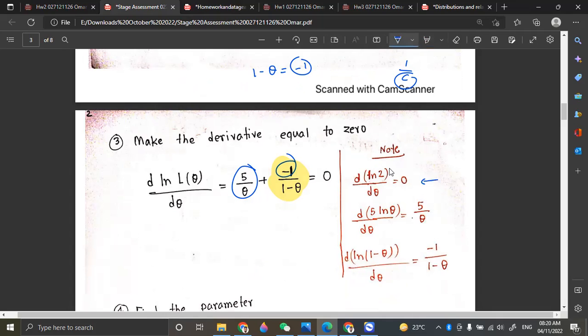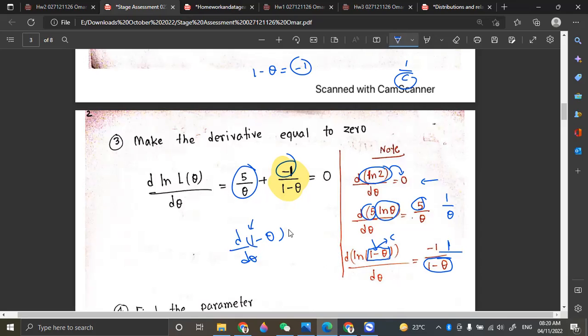Ln 2 is a constant, so the derivative of a constant is 0. And we know that the derivative of ln theta is 1 by theta. And we have a constant 5 here, so we multiply by 5. So 5 by theta. And for the derivative of ln of 1 minus theta, we treat this as c. So the derivative of ln c will be 1 by c, right? So here c is 1 minus theta. And then we calculate the inside part. Inside we have 1 minus theta. We find the derivative with respect to theta.